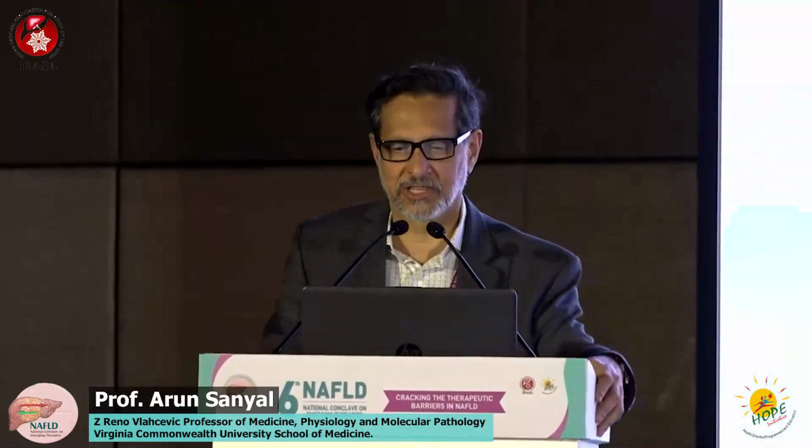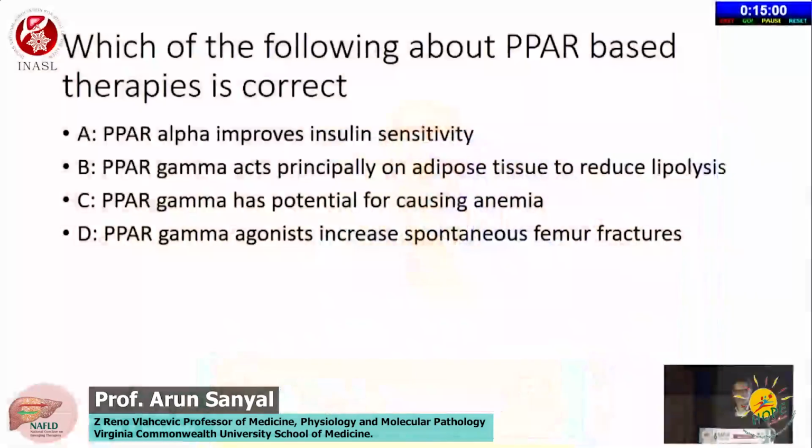PPARs. So, stage setting question. Which of the following about PPAR-based therapies is correct? PPAR alpha improves insulin sensitivity. PPAR gamma acts principally on adipose tissue to reduce lipolysis. PPAR gamma has potential for causing anemia. And PPAR gamma agonists increase spontaneous femur fractures.